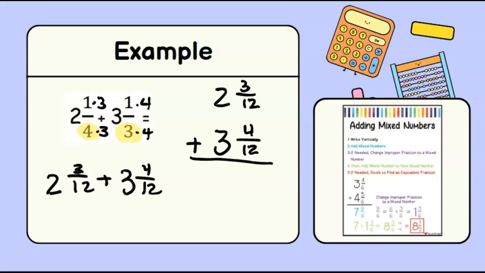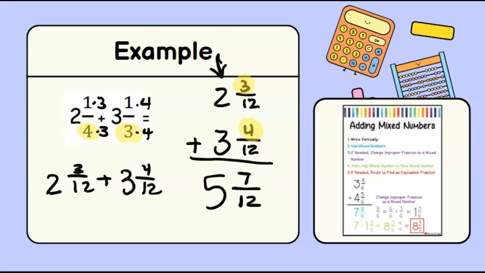Add those. Let me go ahead and add my integers. 3 plus 2 is 5. Then I'm going to add my numerators. 3 plus 4 is 7. And my denominator stays the same. Remember, my denominator never changes.